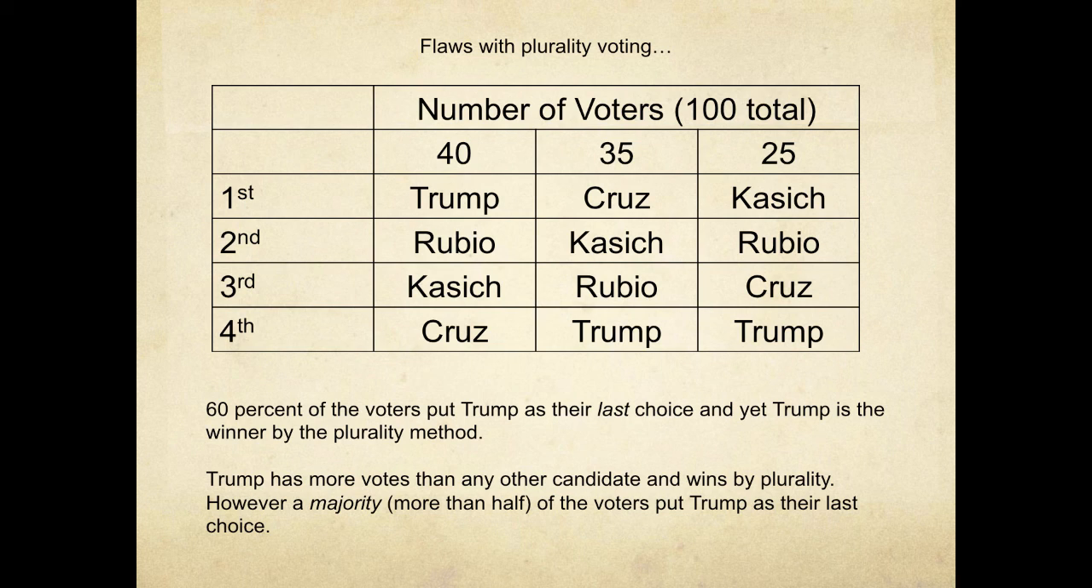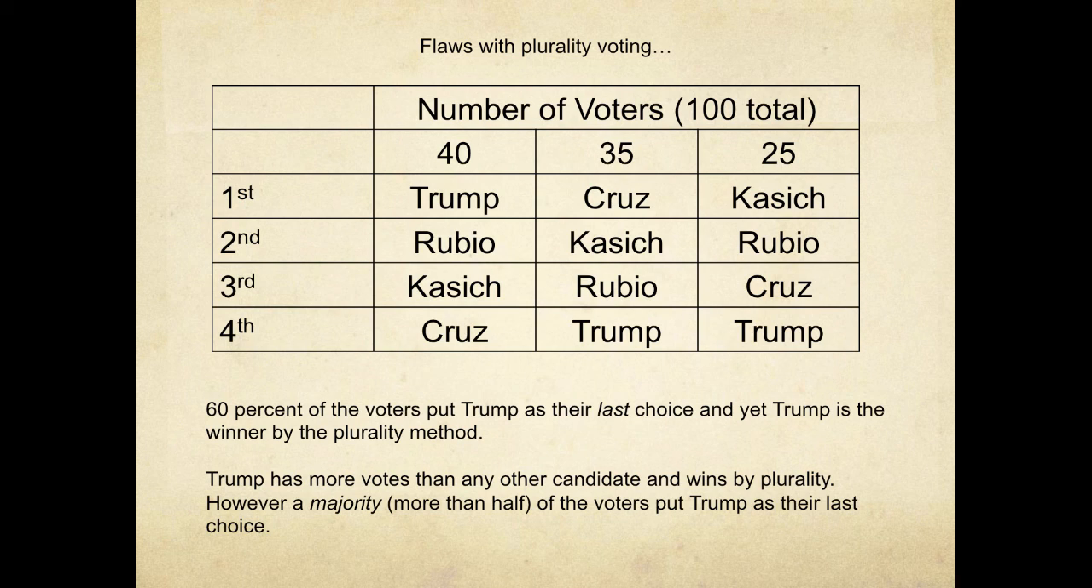He has more votes in first place, and when you're voting by plurality, all that matters is your first choice. That's all you can do, is vote for one person for a particular office or in an election. You can only vote for that one candidate, your first choice. So Trump would win with 40 votes, more than anybody else. Cruz gets 35 votes, Kasich gets 25, and Trump would be the winner.